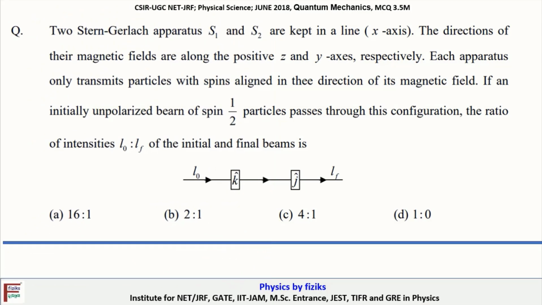In this problem, two Stern-Gerlach apparatus S1 and S2 are kept in a line. The directions of their magnetic fields are along positive Z and Y axis. Each apparatus transmits particles with spin aligned in the direction of the magnetic field. If an initially unpolarized beam of spin half particles passes through this configuration, the ratio of intensities I initial with respect to I final would be.